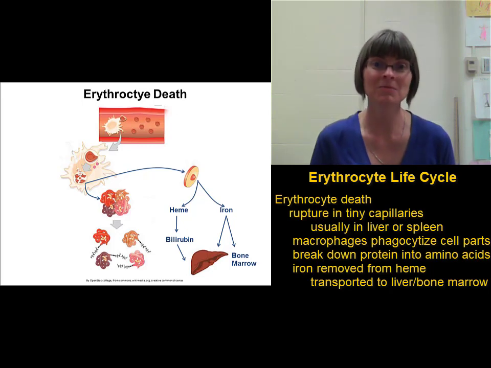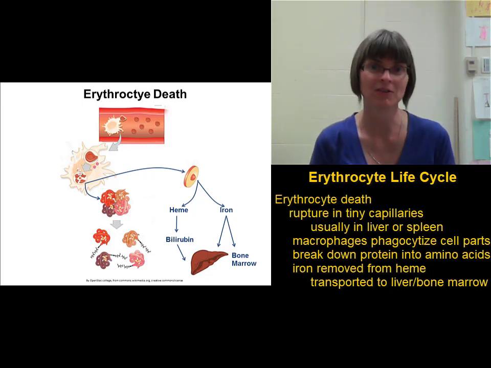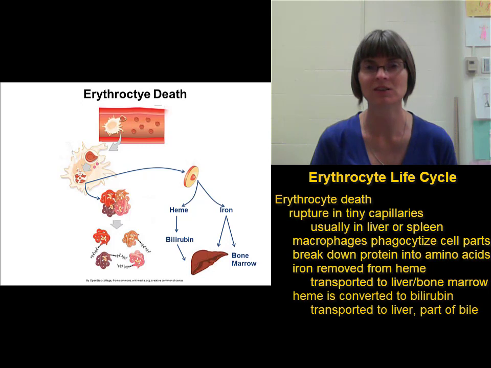The remaining heme cage is no longer useful. It's a waste product that we need to get rid of. That remaining heme cage gets converted to bilirubin. Bilirubin then binds to albumin, and albumin can carry it through the circulatory system until it gets to the liver.